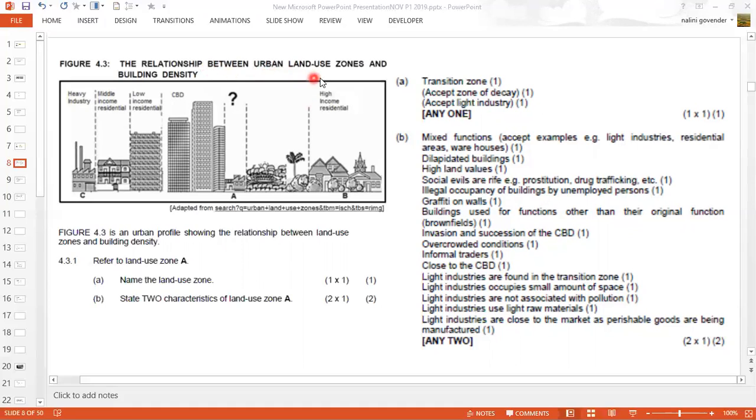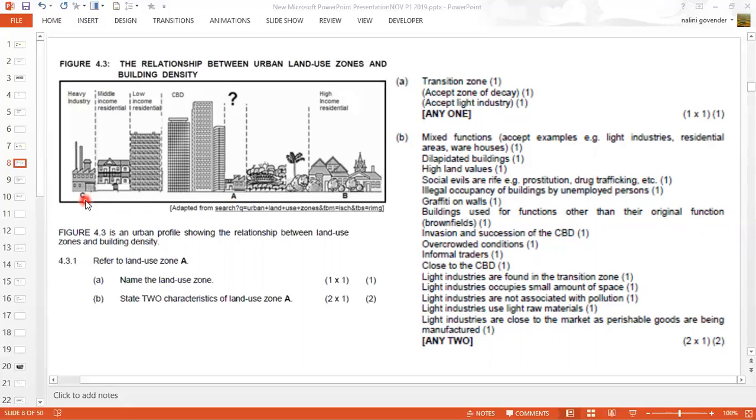So once again, urban land use zones refer to areas within the urban area which are designated for a certain purpose. Example again, there's your high income residential area. There's your recreational area or the green belt. Area labeled A is the transitional zone, zone of decay, the light industrial zone, an area of mixed function, and we'll see why just now. Area labeled C is the heavy industrial area.